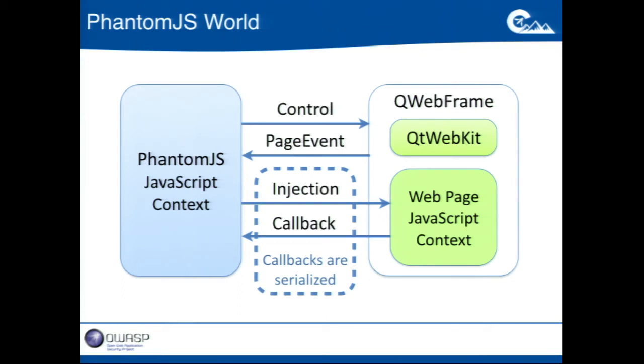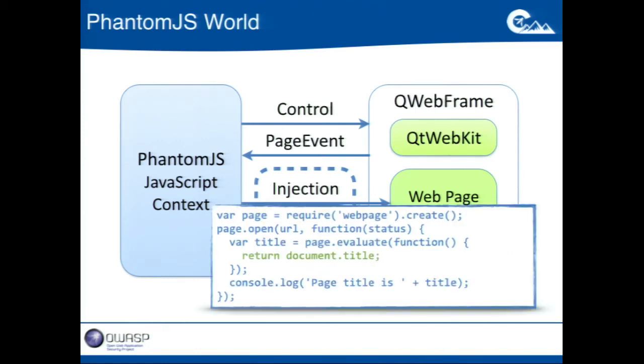From the Phantom.js JavaScript engine context, you can control the page, and you can handle the events sent from the WebKit engine. You can also inject your JavaScript code directly into the page's JavaScript context. You can also call back from the web page into Phantom.js, not really through functions, but there's a mechanism for it. So a simple code to use Phantom.js will look like this.